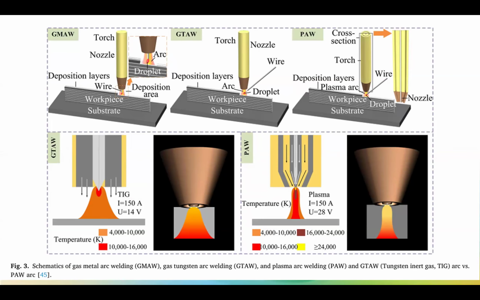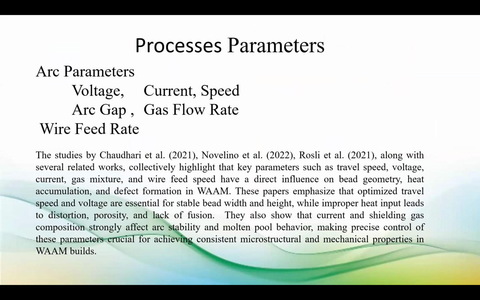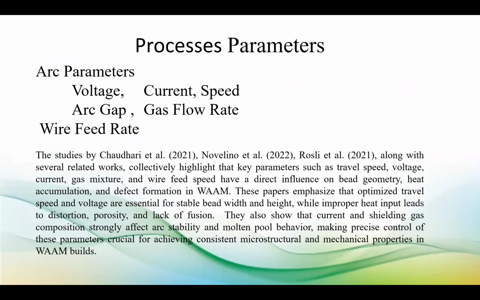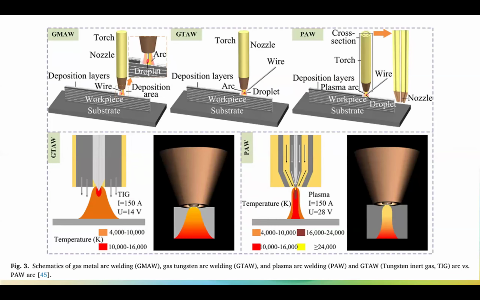So now coming to the major process parameters related to WAM process. We know the heart of the system, the heart of the WAM, is a welding torch in which an electric current will be converted into an electric arc. The power supplied to the machine will be converted into an electric arc.